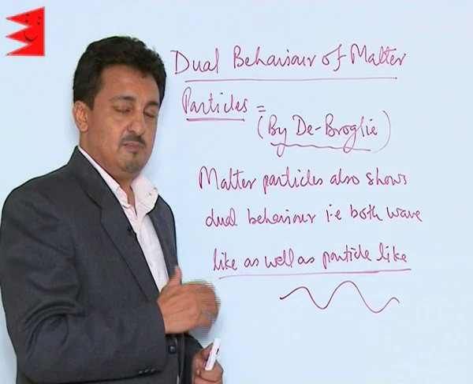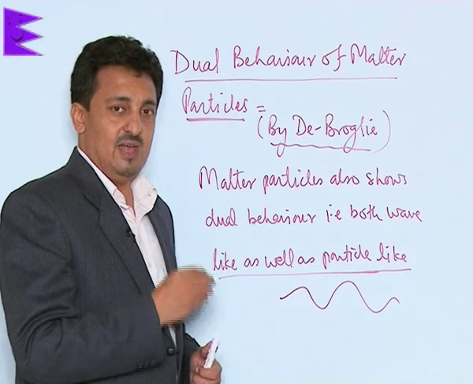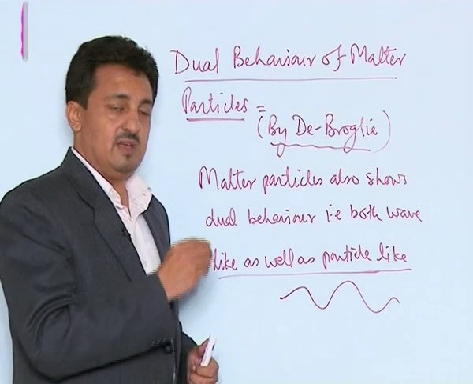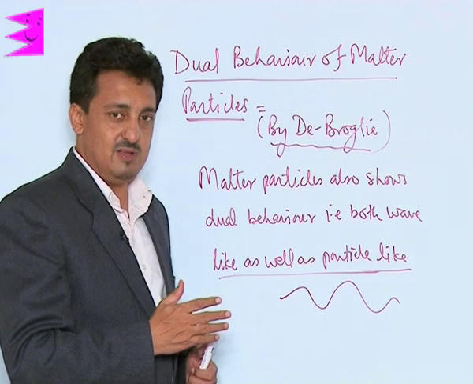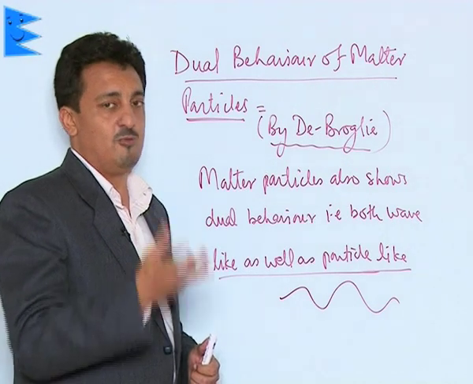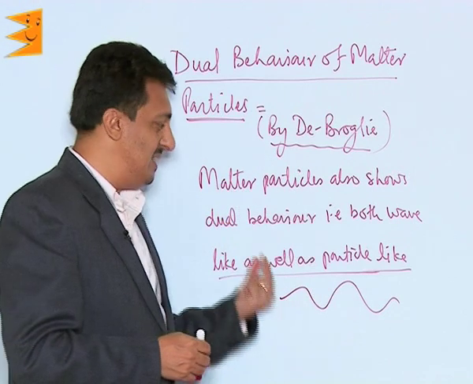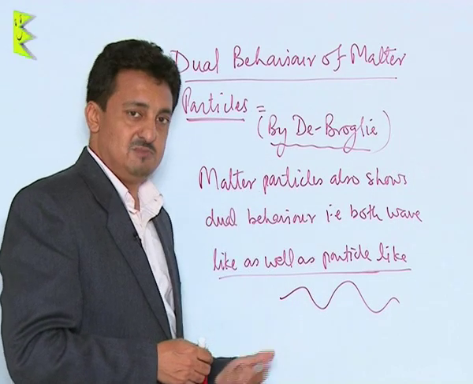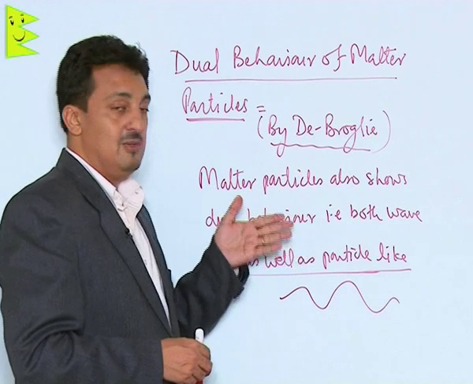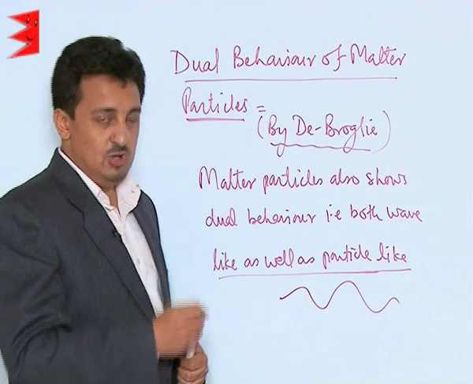Later on, this principle was experimentally verified by the Davisson and Germer experiment. Again, it was verified by the Thomson experiment. That was again proved by Thomson. So the Davisson and Germer experiment is the basic proof of this principle, which was actually given by Louis de Broglie, who said matter particles also show dual behavior.